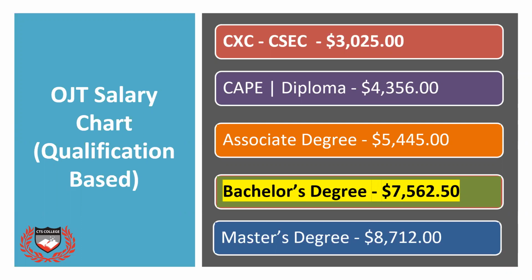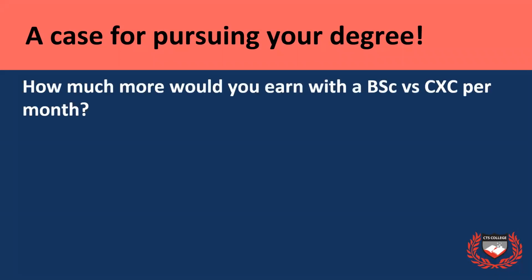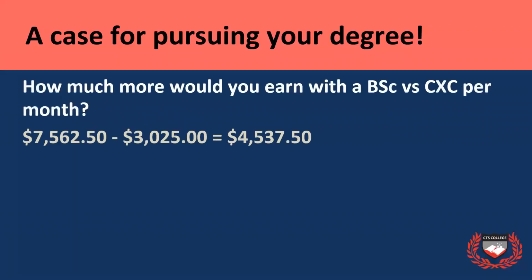So we're going to examine these figures a bit closer. Let's look at a case for pursuing a degree. How much more would you be earning with a bachelor's degree versus just CSEC or CXC qualifications per month? We're going to look back at these figures just really quickly. We know our CSEC figure is roughly $3,000 per month versus our bachelor's degree figure, which is roughly $7,500 per month. If we take those values and subtract the CSEC value from the bachelor's degree value, in excess every month you would be earning roughly $4,537.50 more.